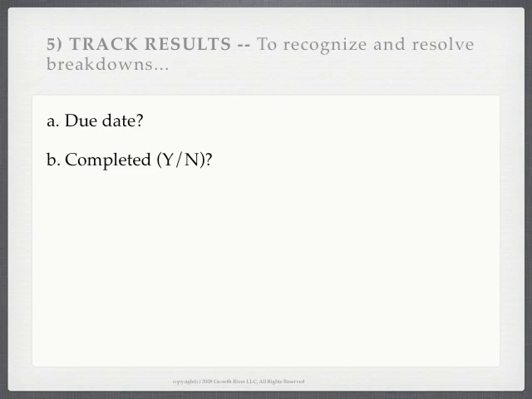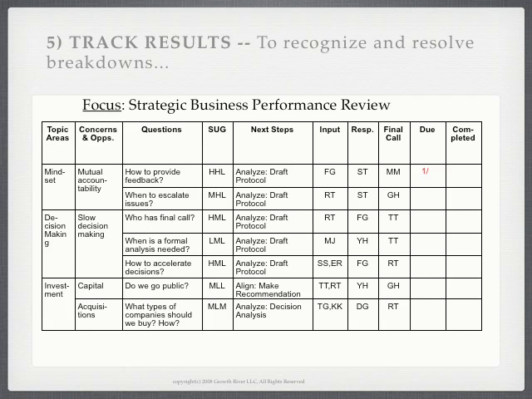And then the final step in situation analysis is to set things up so you can track results. So what you do is for each next step, you agree on a due date. And when that next step has been completed, you're actually going to check it off the list. So what you see here is due dates are being added, and then things are being marked as completed.